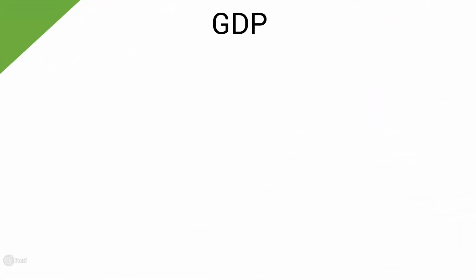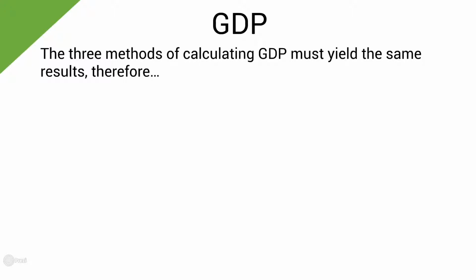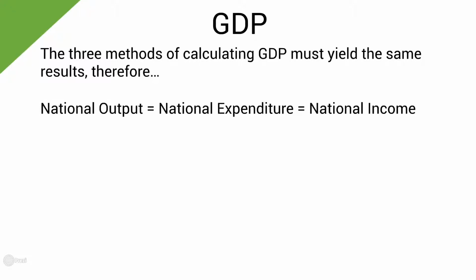The three methods of calculating GDP must yield the same value for GDP. Therefore, national output equals national expenditure, which equals national income. National output is calculated by using the output method. National expenditure is calculated by using the expenditure method, and national income is calculated by using the income method.